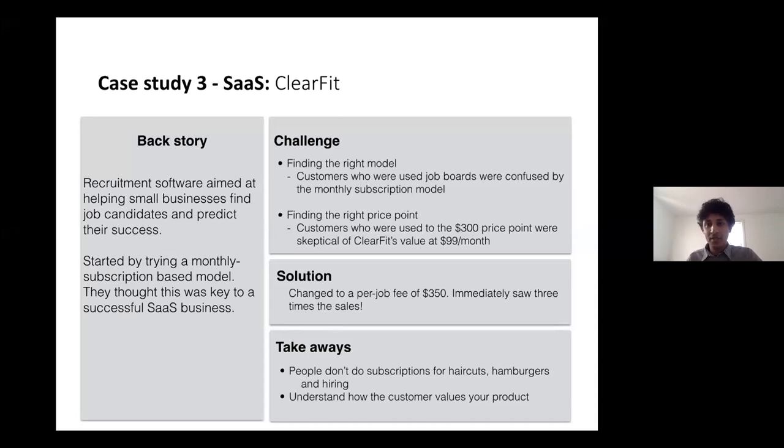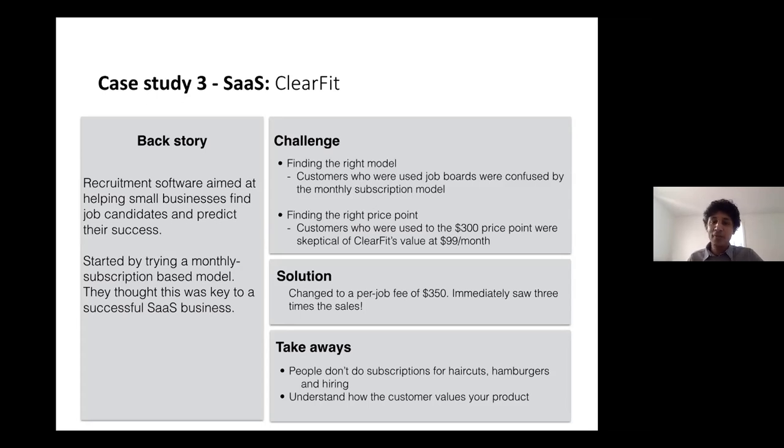This is intuition. So you step back, you look at the picture, you realize something's not right, and you take a decision. And so the takeaway here is people don't do subscriptions for some things like haircuts, hamburgers, hiring, right? These are things which we do all the time, but we don't want to pay a monthly subscription for it. So it's important to understand that. And if your business, if your product falls into those lines, you might have to price it or choose a model that is correct.